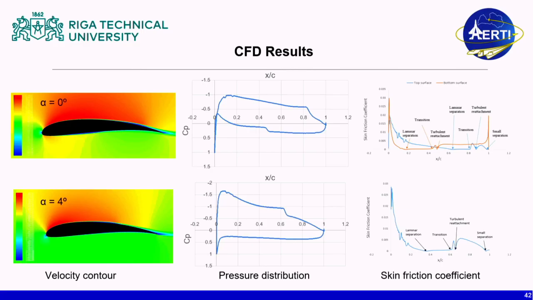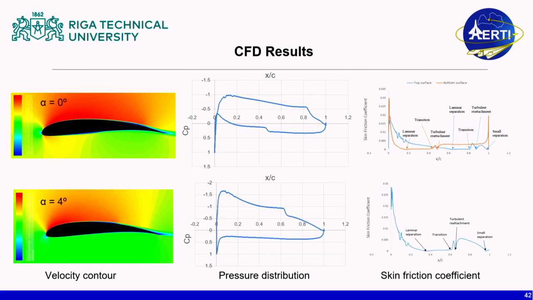It was also observed that the laminar separation bubble has a relationship with the angle of attack. At zero angle of attack, there are two laminar separation bubbles, both on the top and the bottom of the surface, as you can see in the velocity contours. As the angle of attack increases, the lower surface laminar separation bubble disappears, and only one bubble is observed at the top surface.